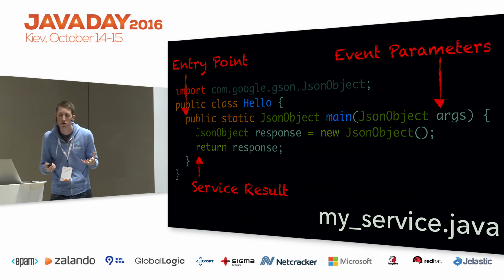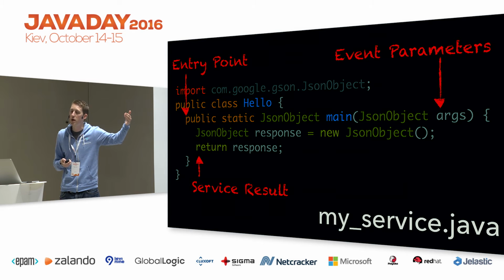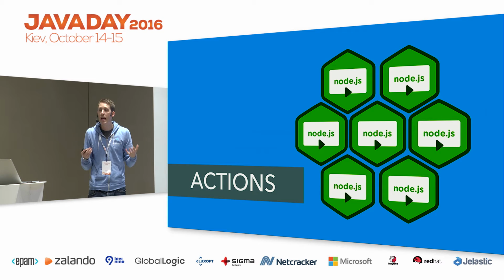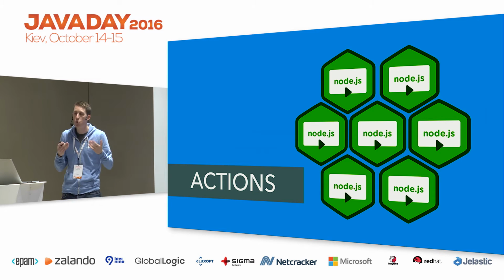So once you finish your code, right, you push them into OpenWhisk. OpenWhisk creates what's called an action. Right? An action is just the name that we use in OpenWhisk for your dormant microservice that's sat there waiting to be executed when requests come in.